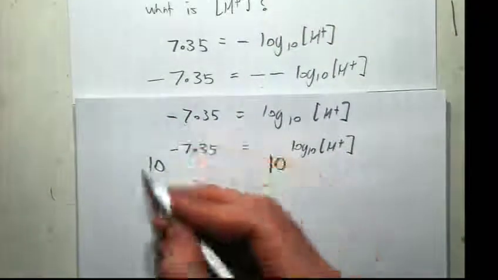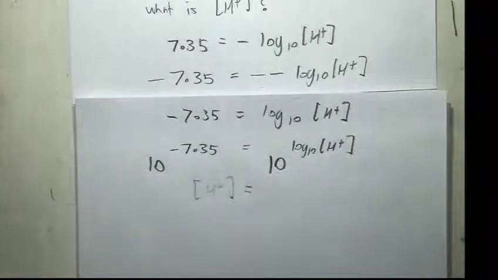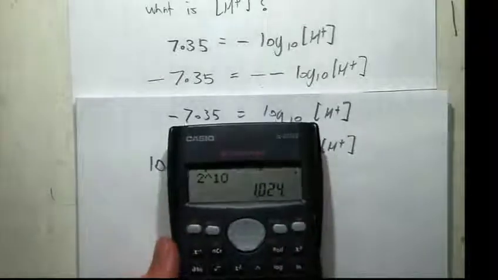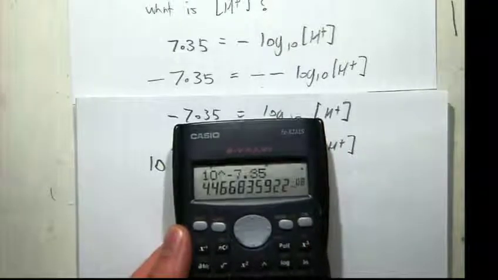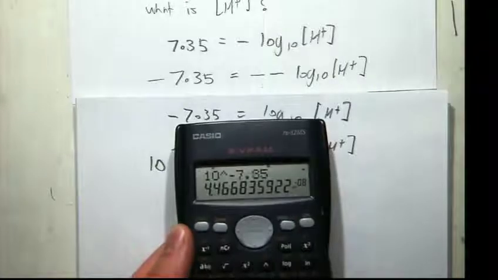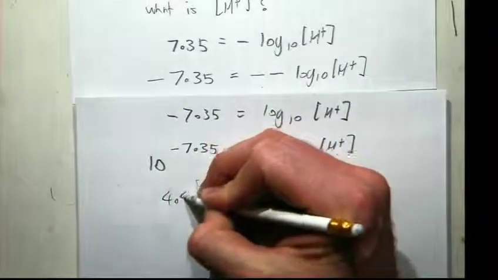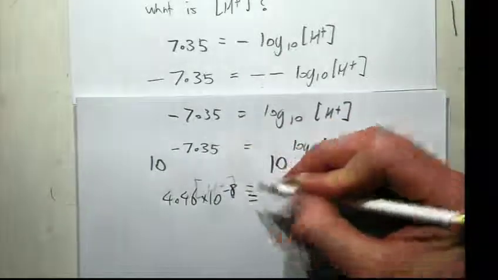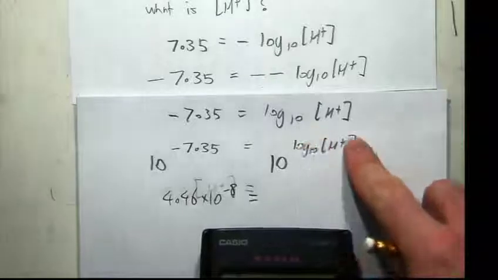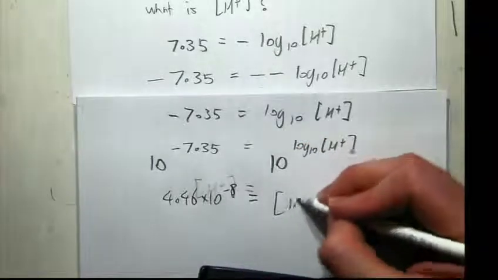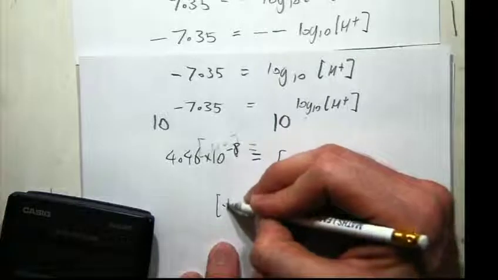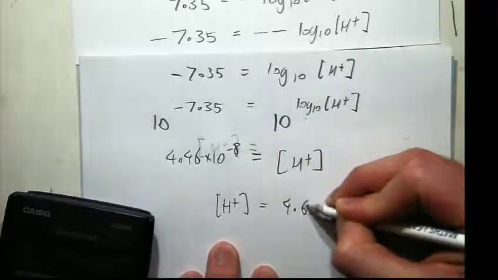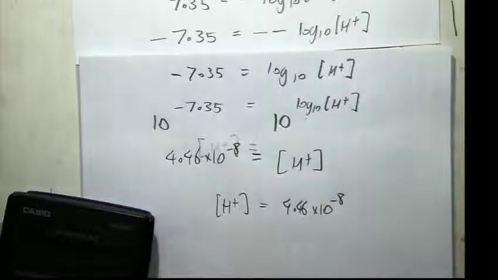So 10 to the power of minus 7.35, I'll need a calculator for that. Let's ask it. 10 to the power of minus 7.35 is 4.46 times 10 to the minus 8. And 10 to the power of log 10 of something always produces whatever the something is. So the concentration of H plus is 4.46 times 10 to the minus 8. Which is an extremely tiny number, but it's always tiny.